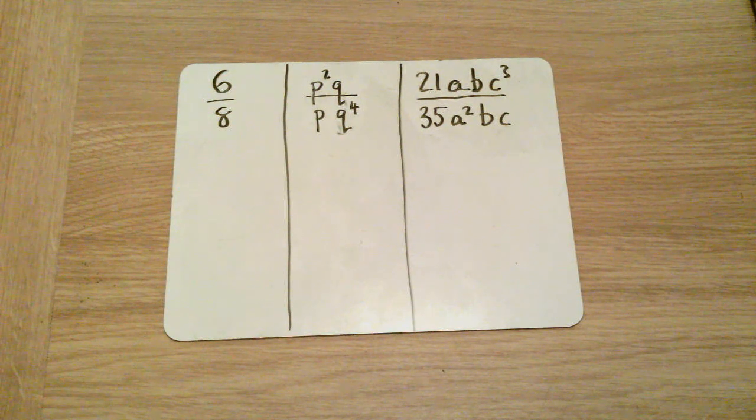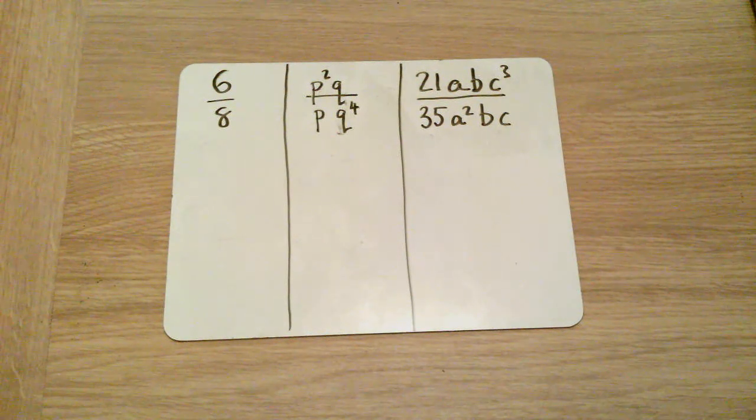Hello everyone, today we're going to look at how to simplify algebraic fractions, and we're going to start very simple with normal fractions and then build up into some more challenging ones based on factorizing quadratics. Now to start with, I've just got the very first fraction on the left hand side, 6/8.